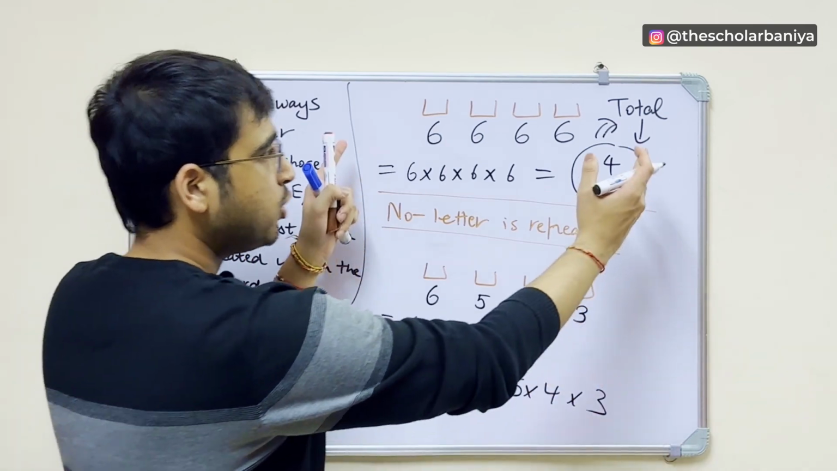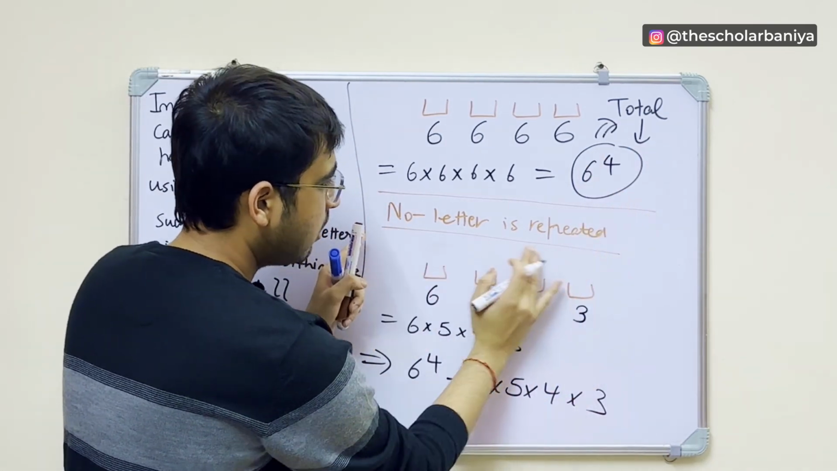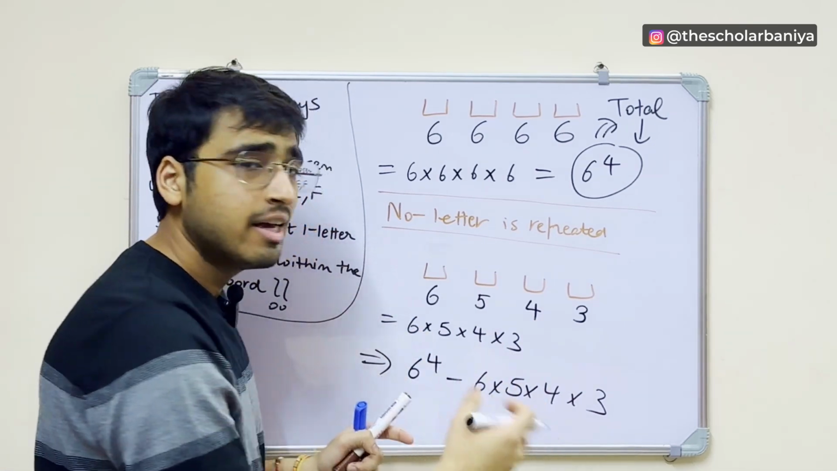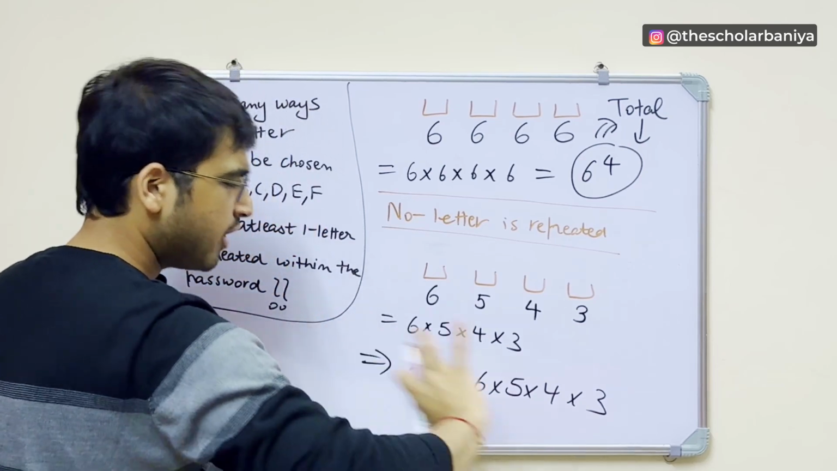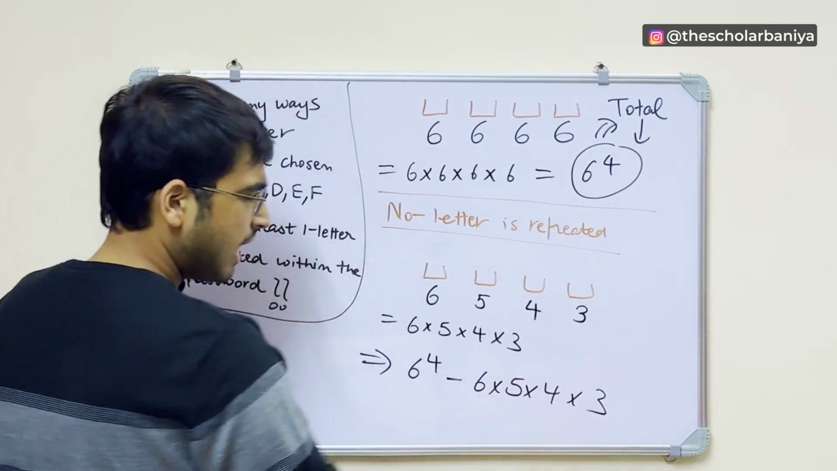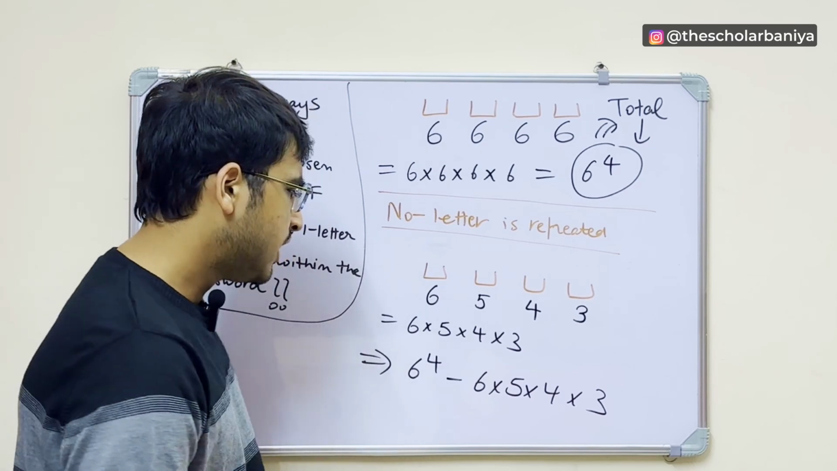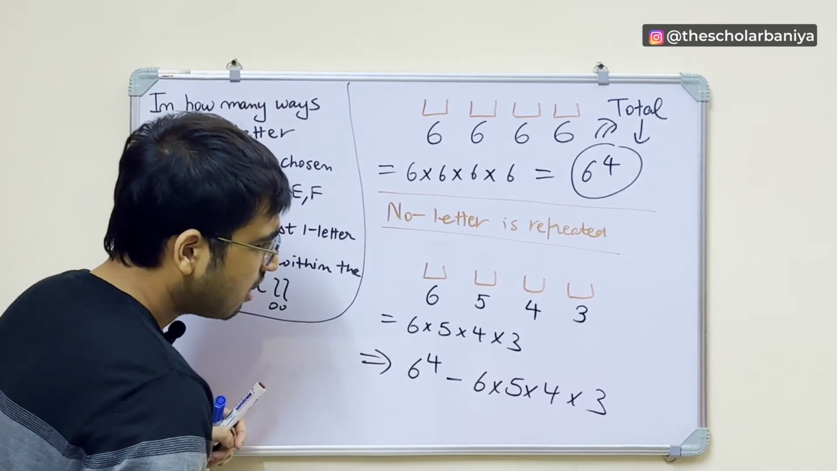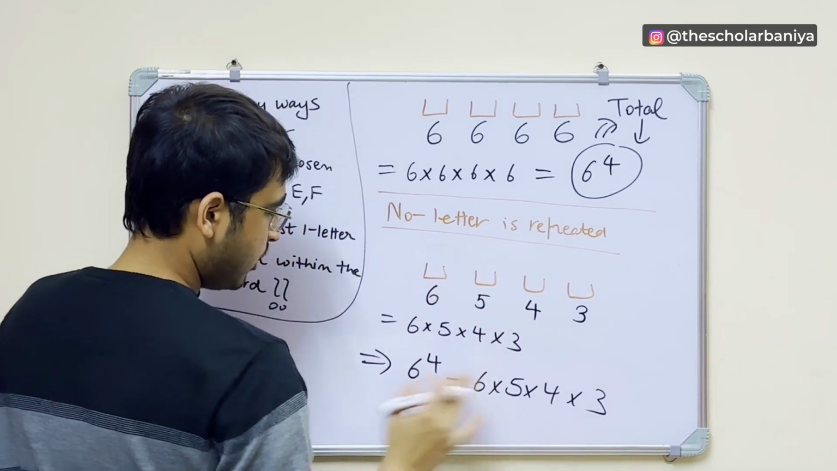Why? Because from the total number of passwords possible, we subtract this part, which is no letter is repeated, and then we will get at least one letter is repeated, right? So I hope this should be pretty clear. I think you can just directly solve it using a calculator, and you'll be able to pretty easily get it. But if you want me to solve it, I can just solve it over here.